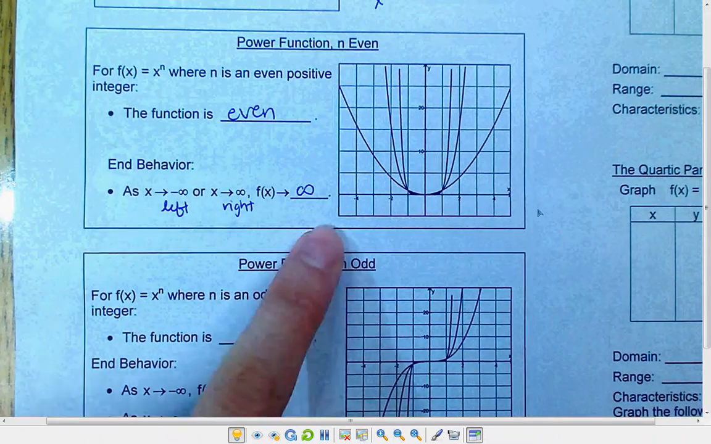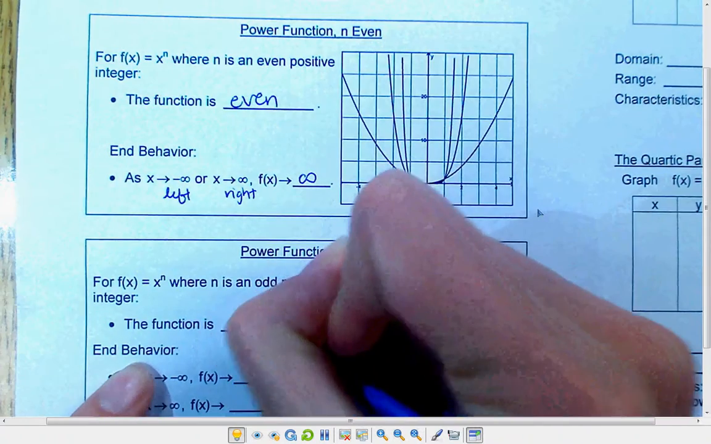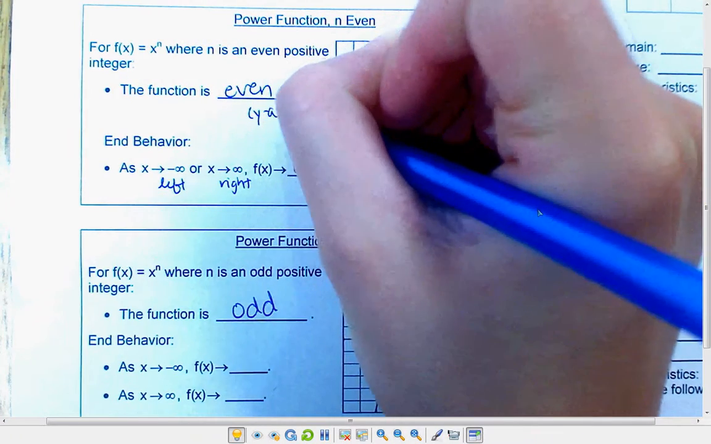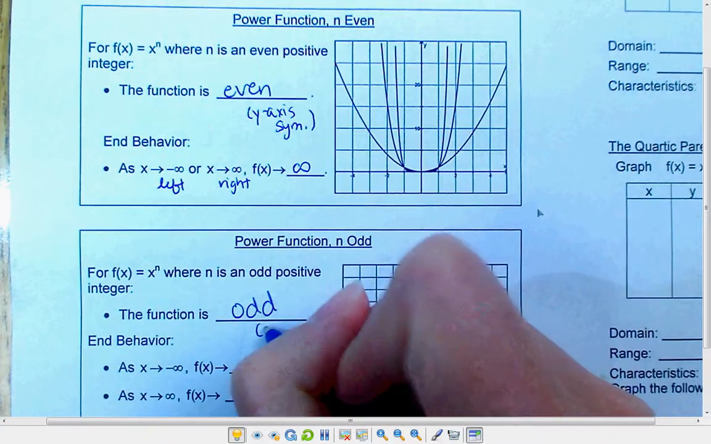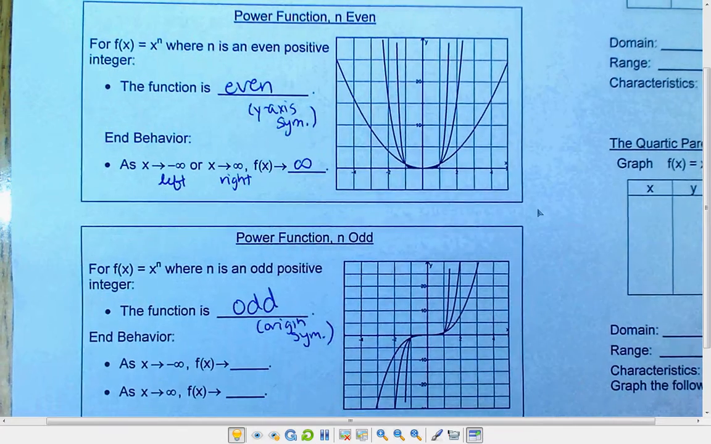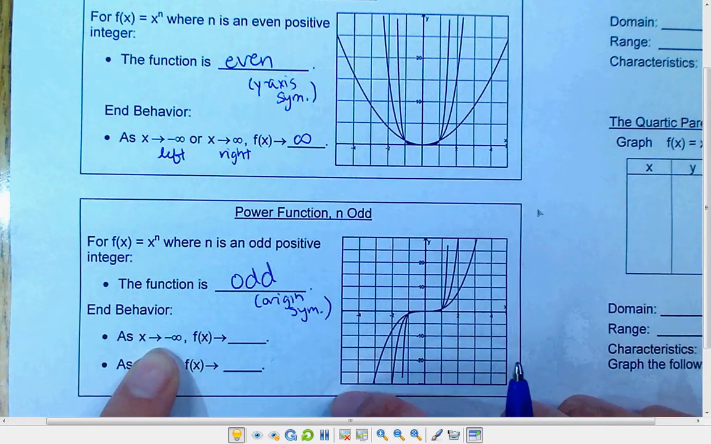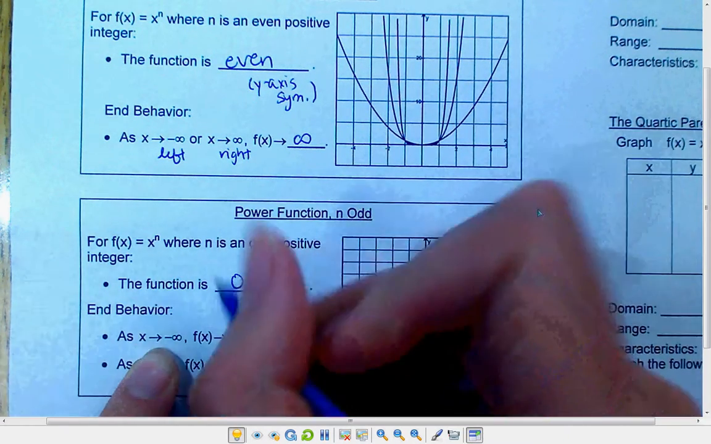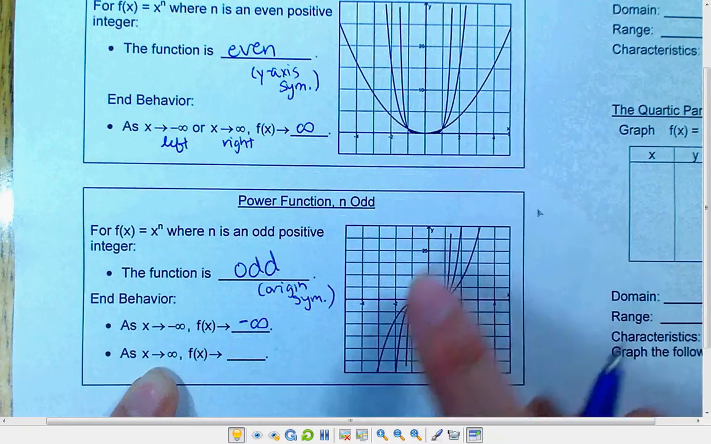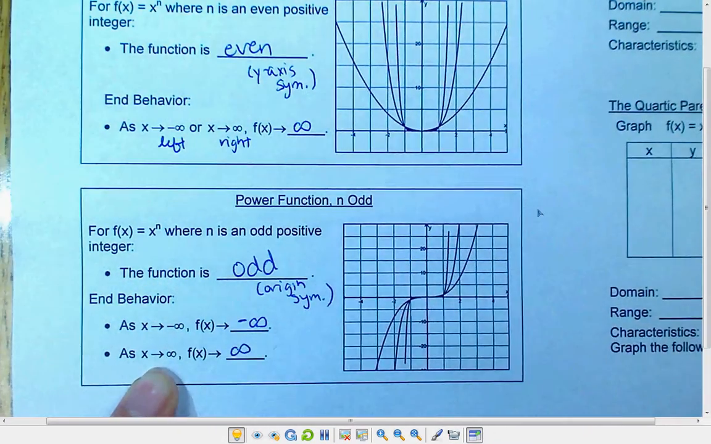Now let's look at odd functions. So if your exponent, the power, is odd, then your graph is also going to be odd, because now it's symmetric across the origin. So this one was y-axis symmetry, and this is origin symmetry, which we learned from a previous unit. So this one's a little bit different when we look at the end behavior. As x approaches negative infinity, which is to the left, our y value is now going down. So our y value is also approaching negative infinity. Whereas as x approaches positive infinity, so as x goes to the right, your y value is now going up, so y is approaching positive infinity.